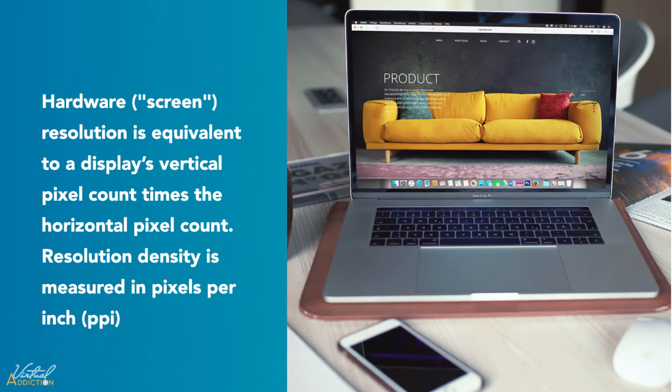Hardware, or the screen resolution, is equivalent to a display's vertical pixel count times the horizontal pixel count. Resolution density is measured in pixels per inch. In other words, resolution density measures how many pixels will fit within 1 inch of printed space. The greater the PPI and dimensional measurements, the higher the quality.